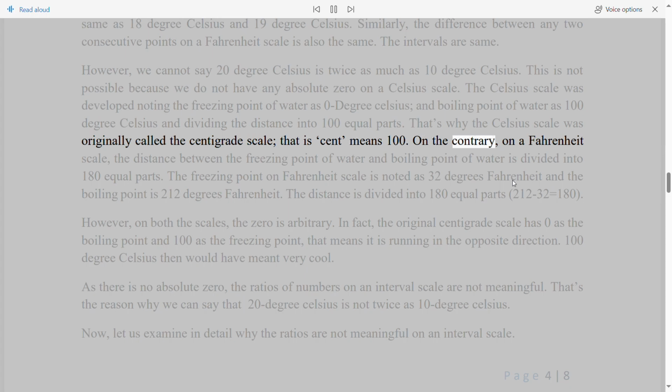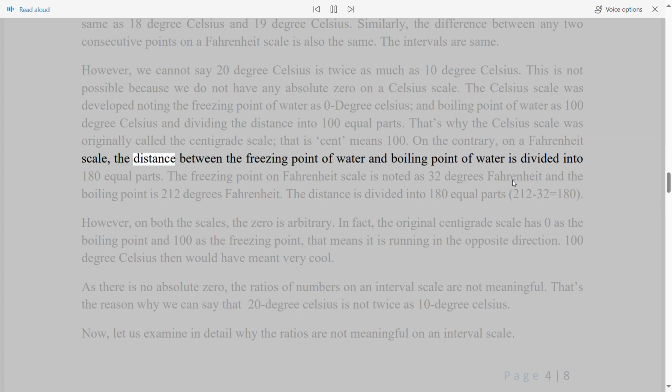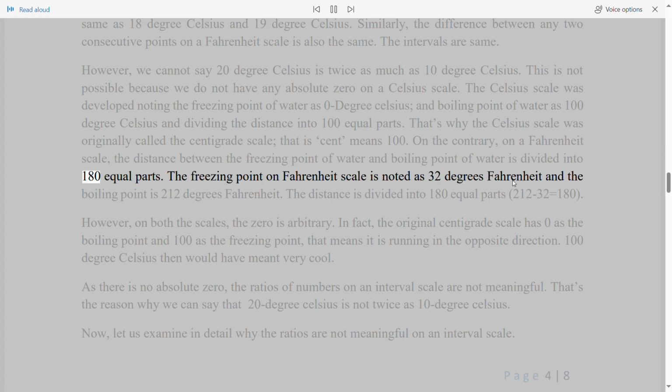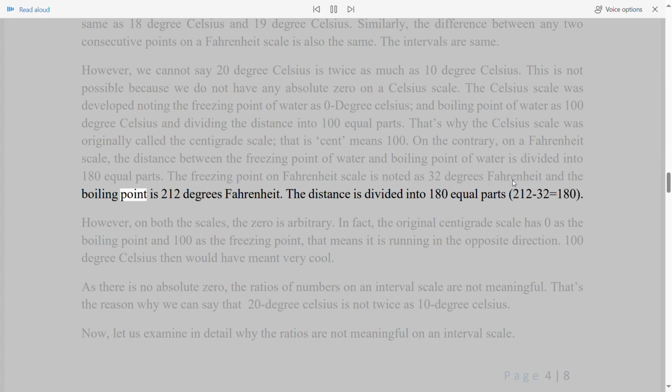On the contrary, on a Fahrenheit scale, the distance between the freezing point of water and boiling point of water is divided into 180 equal parts. The freezing point on Fahrenheit scale is noted as 32 degrees Fahrenheit and the boiling point is 212 degrees Fahrenheit. The distance is divided into 180 equal parts. 212 minus 32 equals 180.